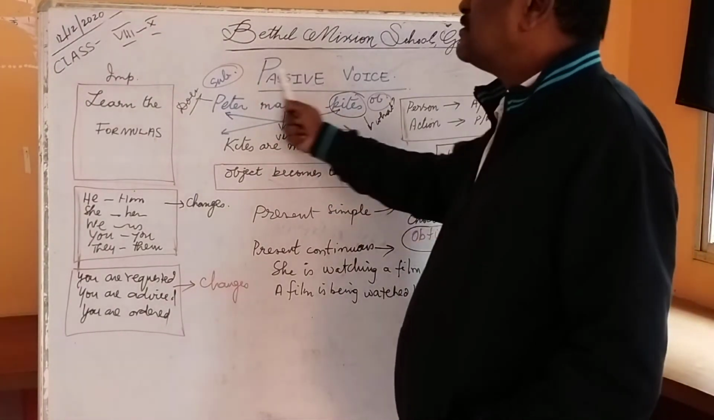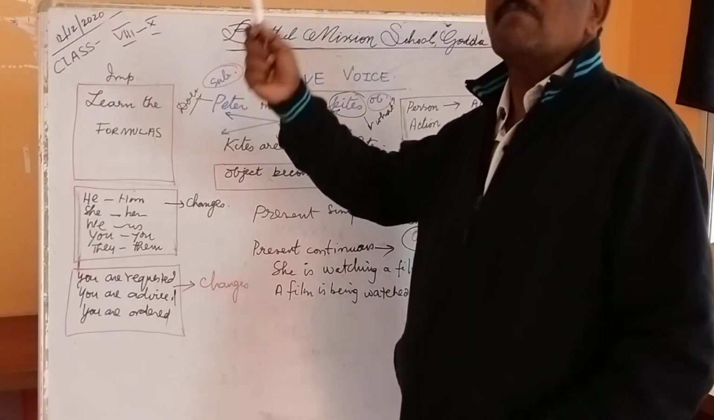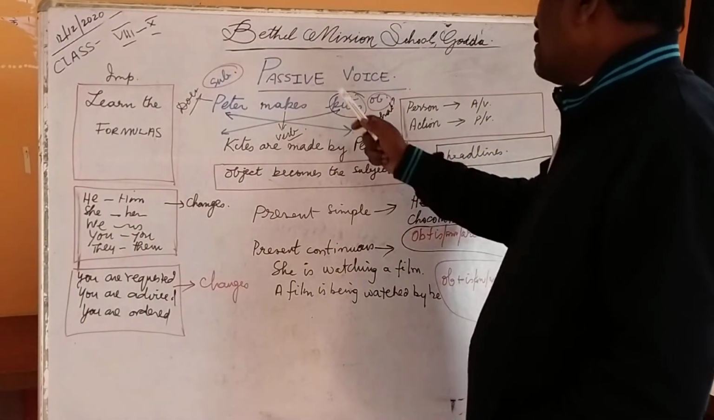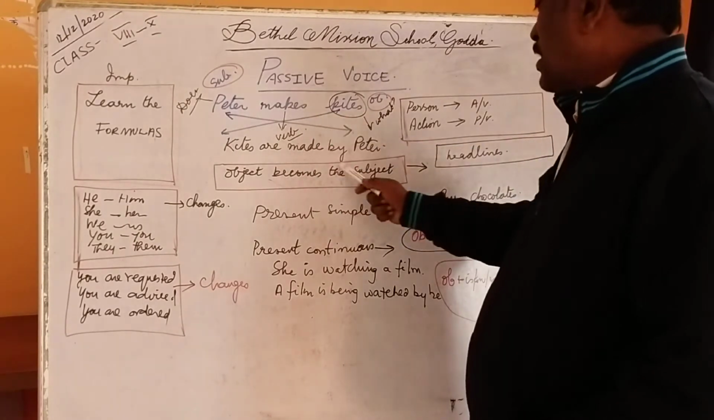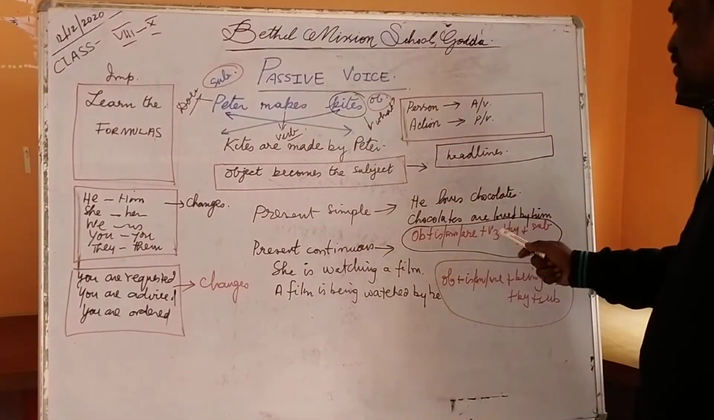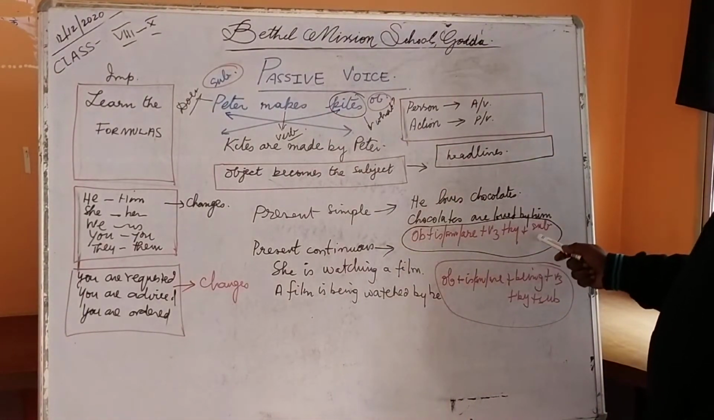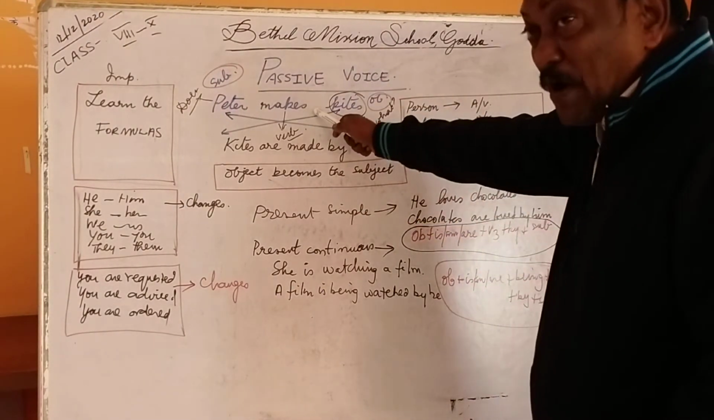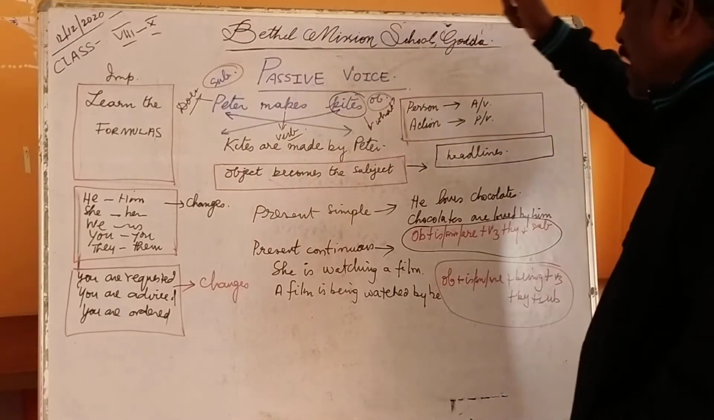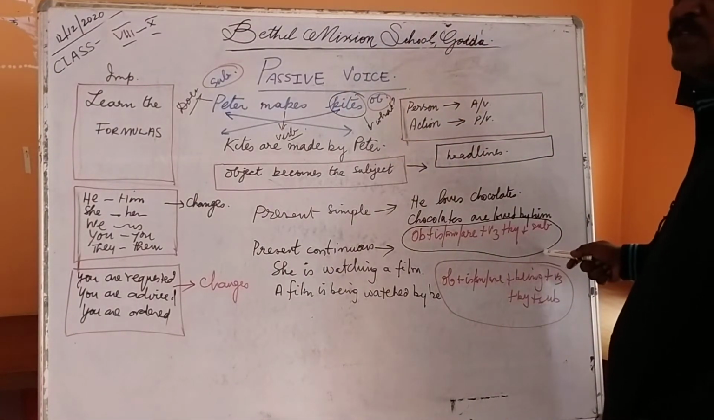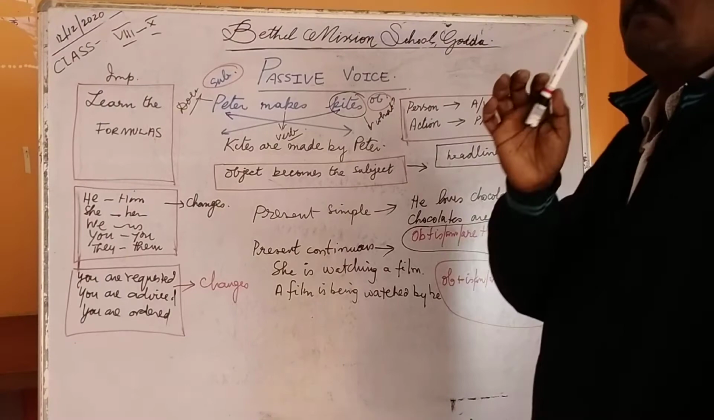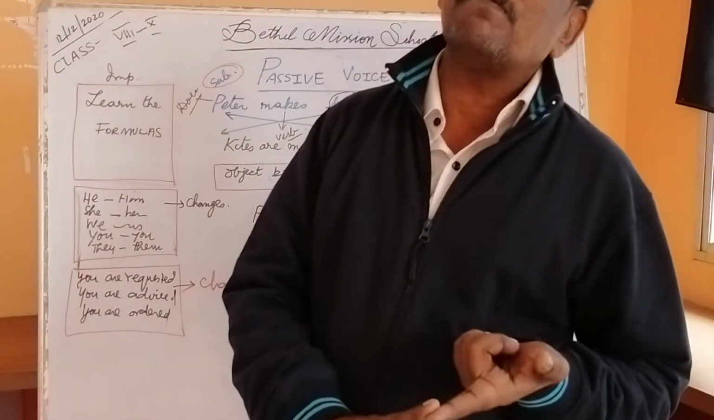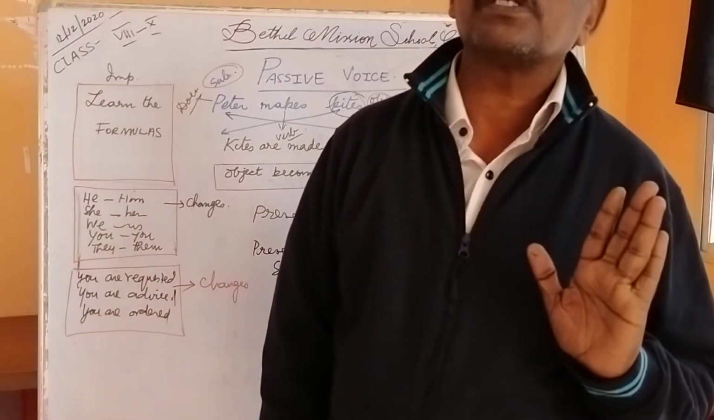This is a structure for the active voice. But when it is changed into passive voice, it becomes object plus is/am/are plus V3 plus by plus subject. So there is a formula for active voice and a formula for passive voice as well. You have to be familiar with all the formulas, the formulas of the active voice and the formulas for the passive voice.